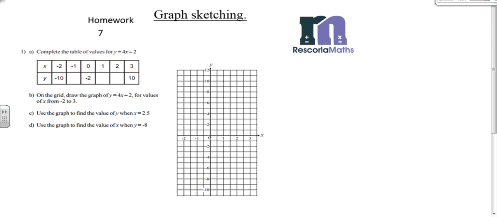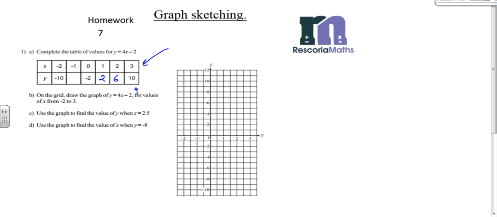So with this video, we're looking at graph sketching. As we said in the lesson, whenever we're graph sketching, we start from this side. So here, 4 lots of 3 take away 2 is 10. Then 4 lots of 2 take away 2. 4 lots of 2 is 8, take away 2 is going to be 6. Then 4 lots of 1, which is 4, take away 2, and we get 2.